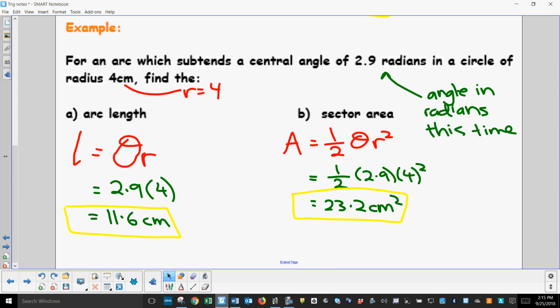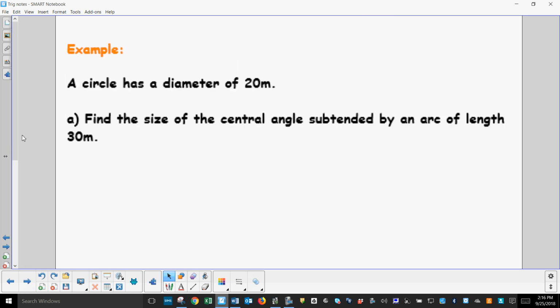Fabulous. It's 2:16. I've got just a few examples of some slightly yuckier ones, but that will take a little while.